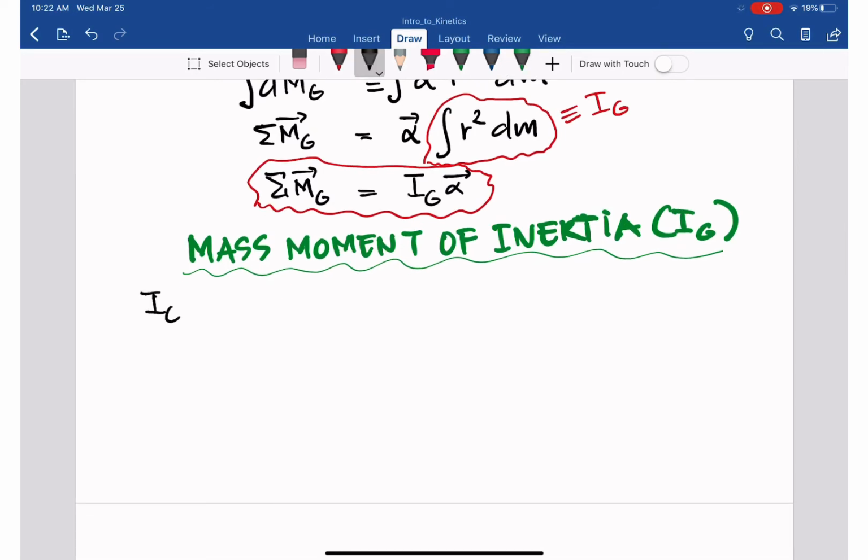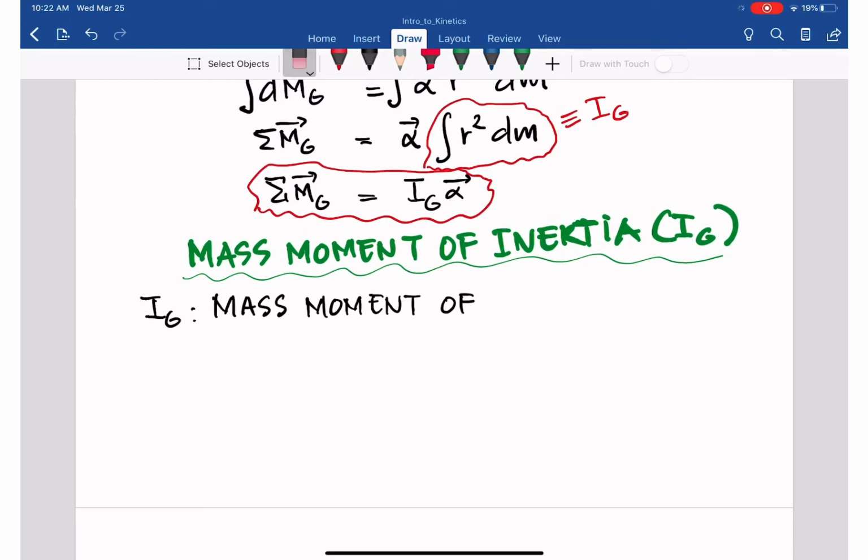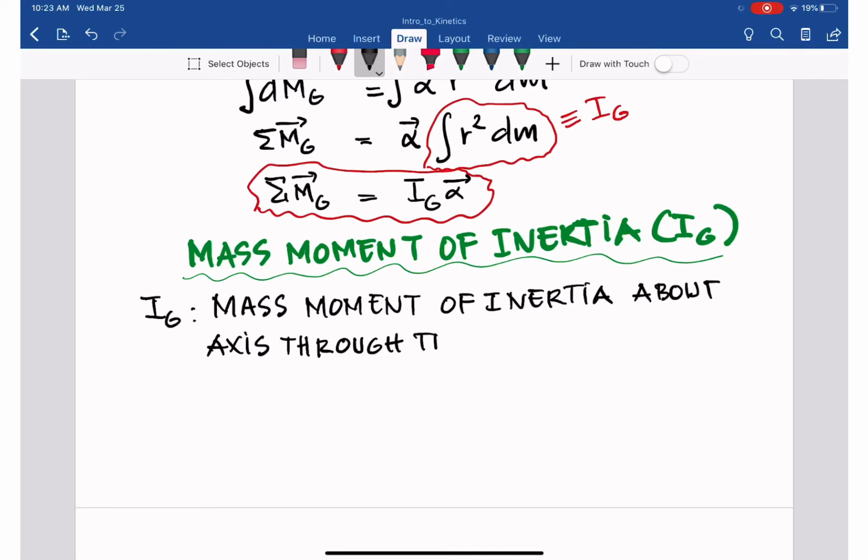Let's make the definition. Ig, what is that? Equal to the mass moment of inertia, and here we specify chi. So what is chi about? This will be about an axis through the mass center. Chi is the mass center, the center of mass. How can we locate the mass center? Recall the centroid and distributed load lesson. So the mass moment of inertia about the axis through the mass center chi, we call it Ig.